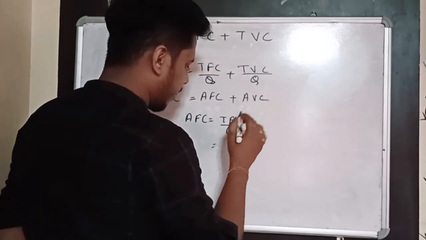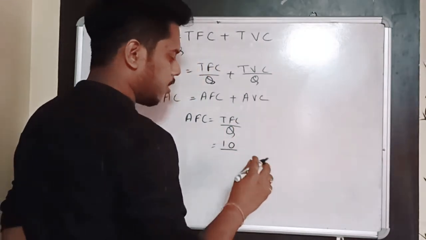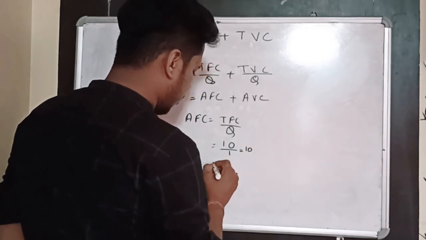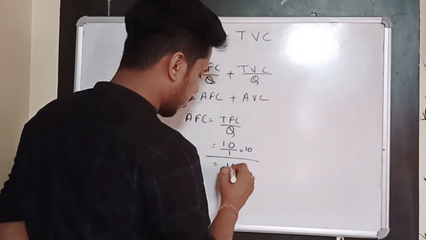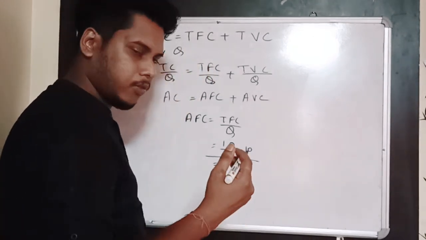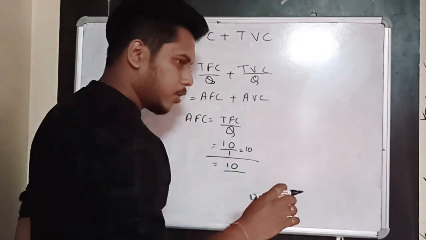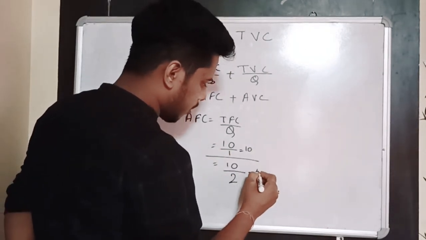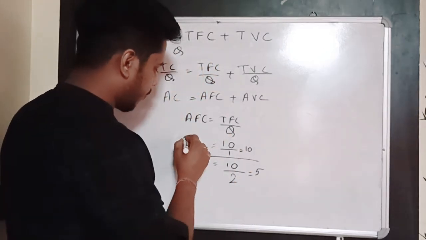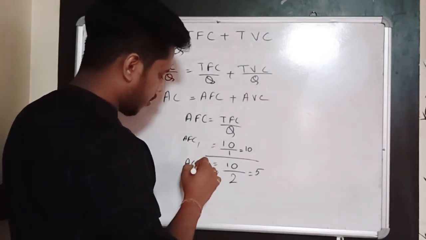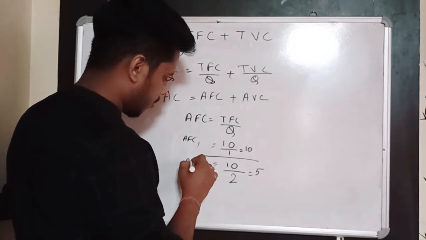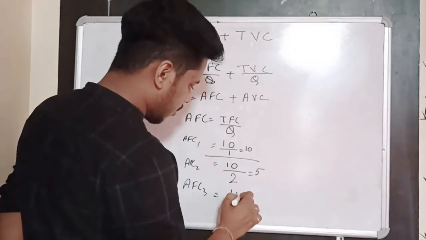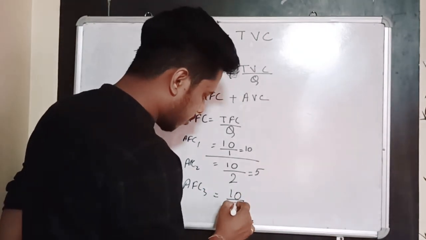So say our TFC is 10 and initially my output is 1. So my AFC is 10. Then TFC will obviously remain the same and it won't change with output. However, my output level may increase from 1 to 2. So your AFC is 5. Say my output level increases to 3, so AFC is about 3.